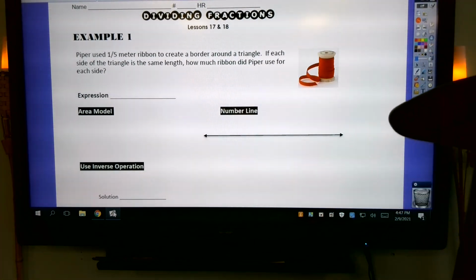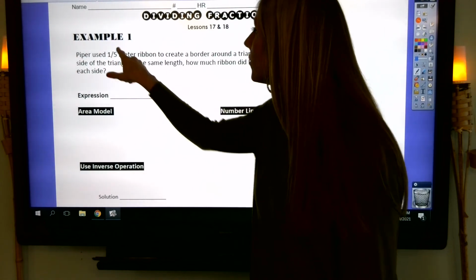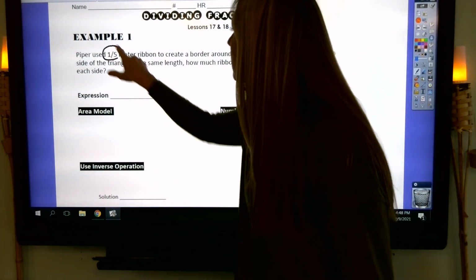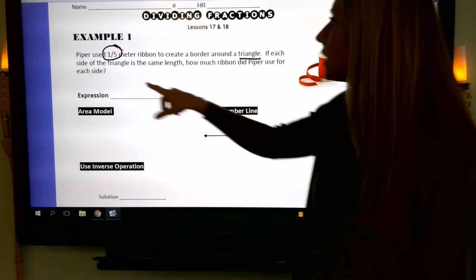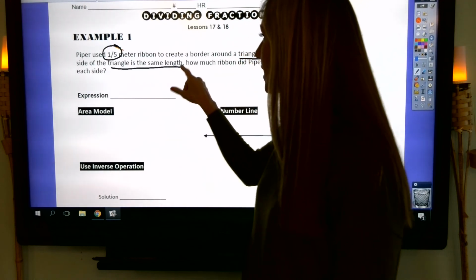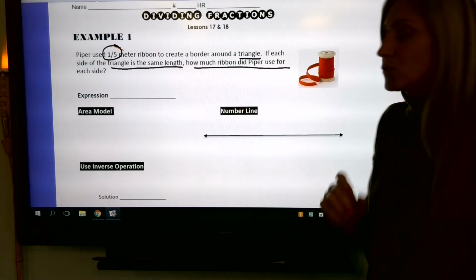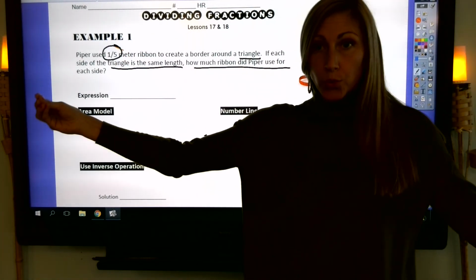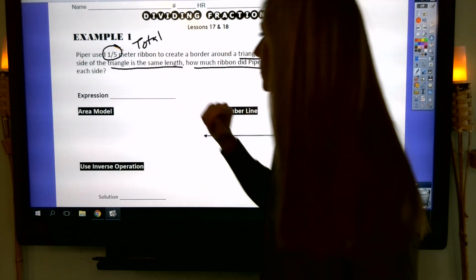So let's go ahead and try our first example. Piper used 1/5 of a meter of ribbon to create a border around a triangle. If each side of the triangle has the same length, how much ribbon will Piper use for each side? So there's a hidden number there. So 1/5 of ribbon, that's what we have total, right? I'm even going to mark that, okay, this is my total amount.